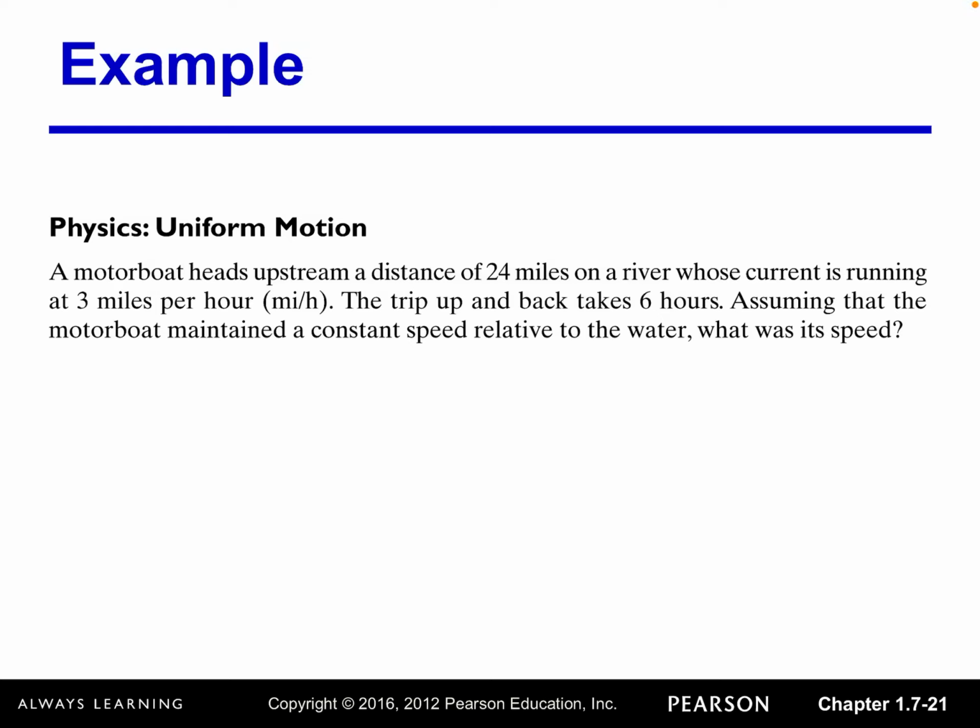Now let's look at a second uniform motion example. It says a motorboat traveled upstream a distance of 24 miles on a river whose current is running at 3 miles per hour. The trip up and back takes 6 hours. Assuming that the motorboat maintained a constant speed relative to the water, what was its speed?